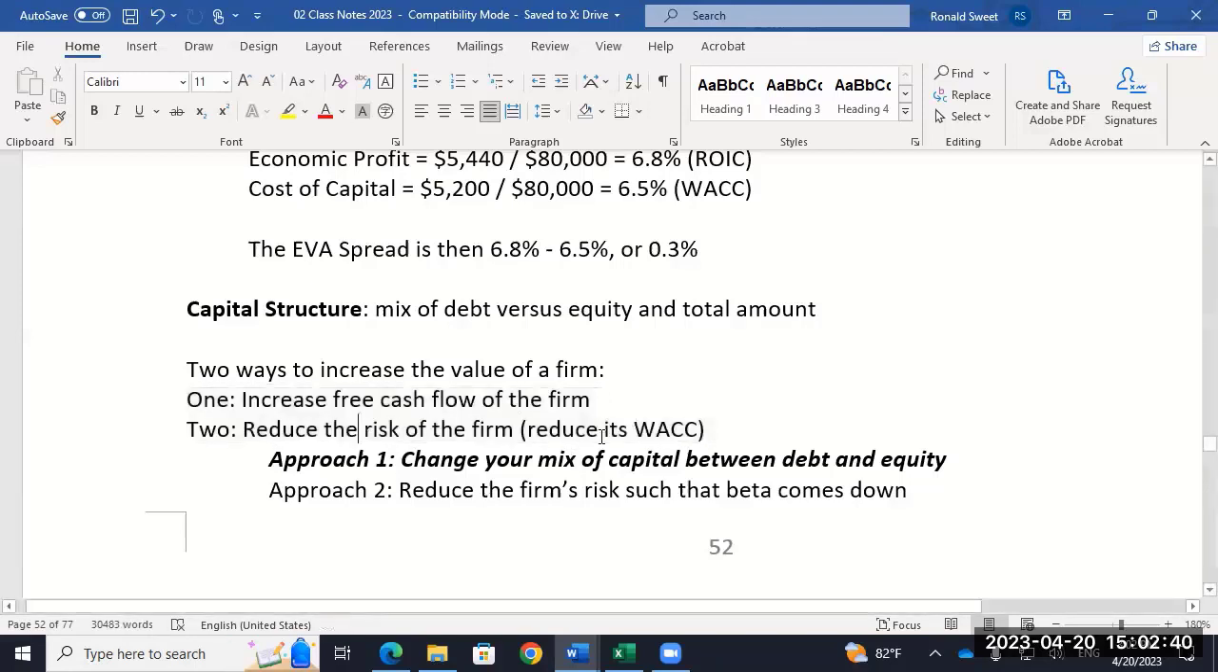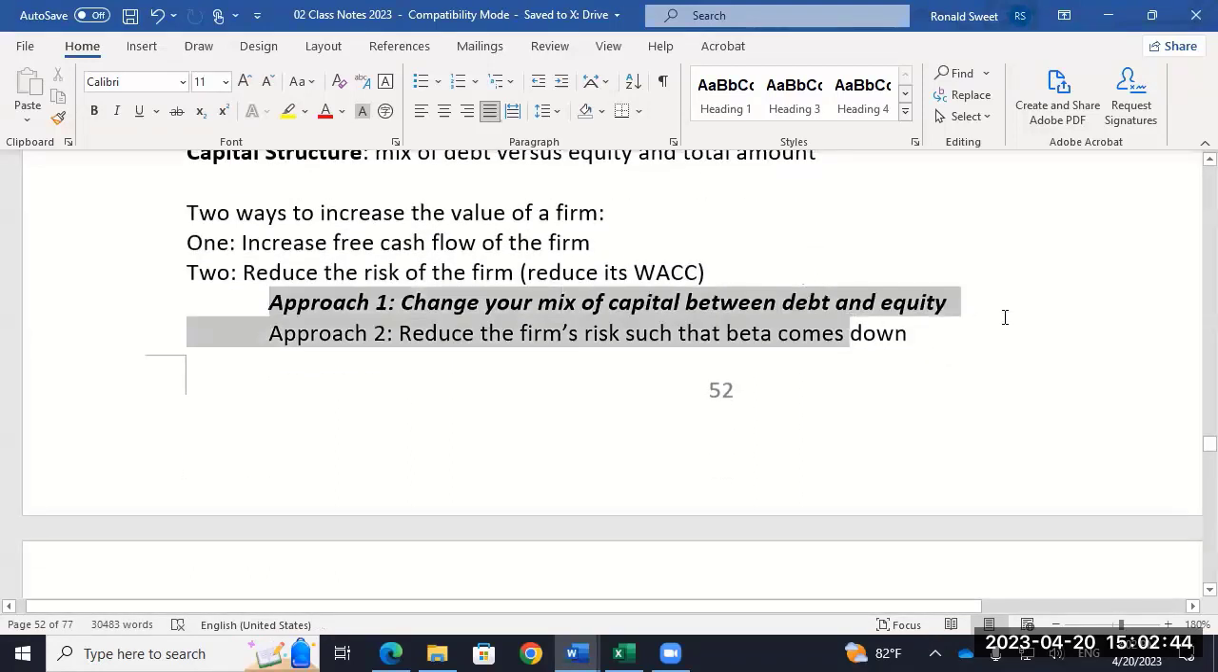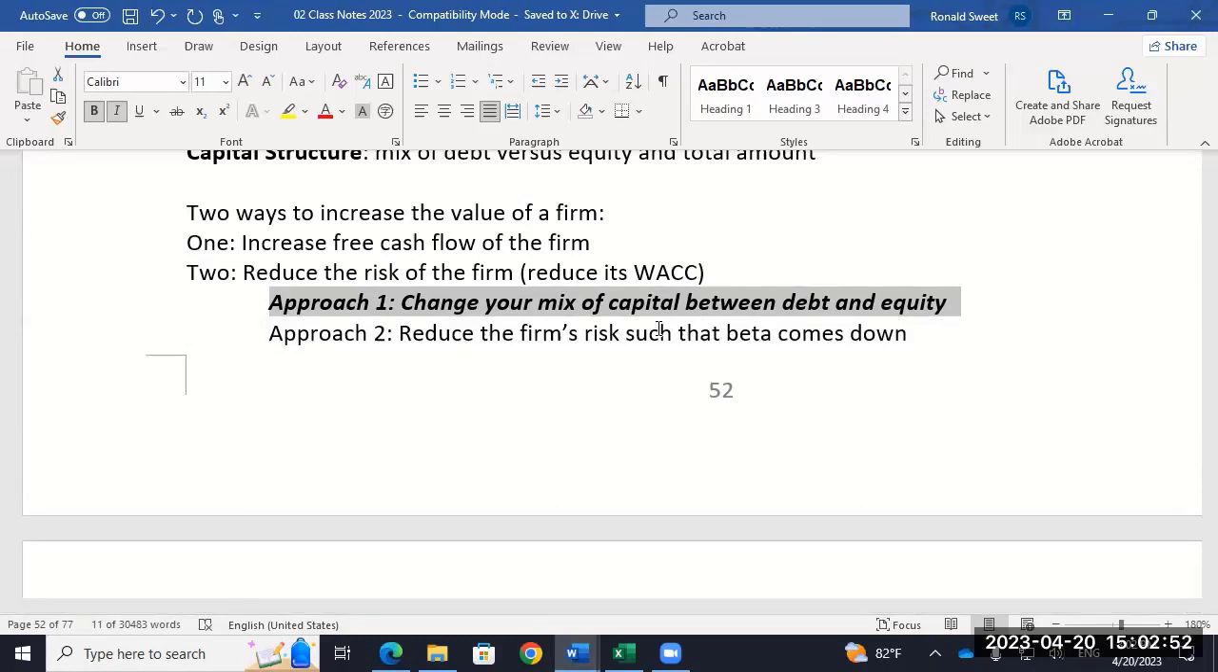How can you reduce the cost of capital of the firm? We're going to focus on this first approach, which is, can we change the mix between debt and equity and get a lower WACC? All right, that's what we're going to focus in on. The second approach is you just reduce the firm's beta somehow. How do you do that?